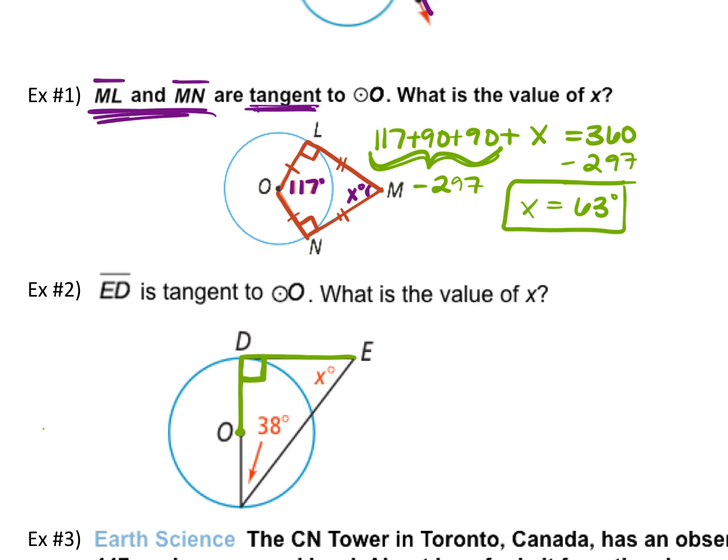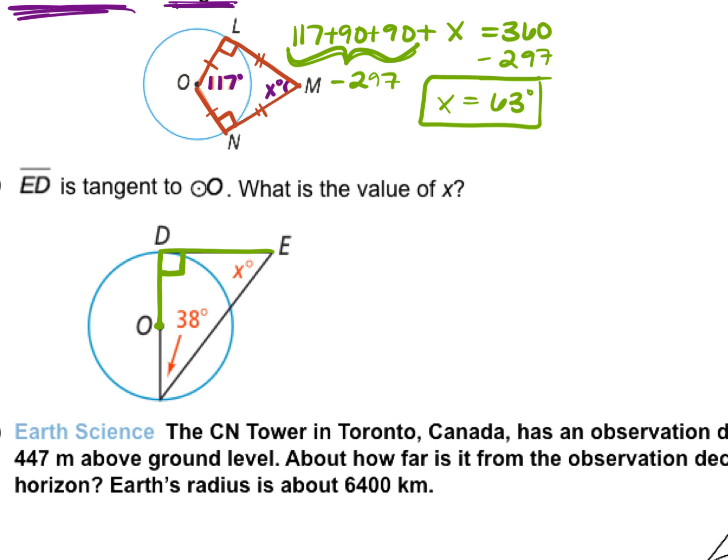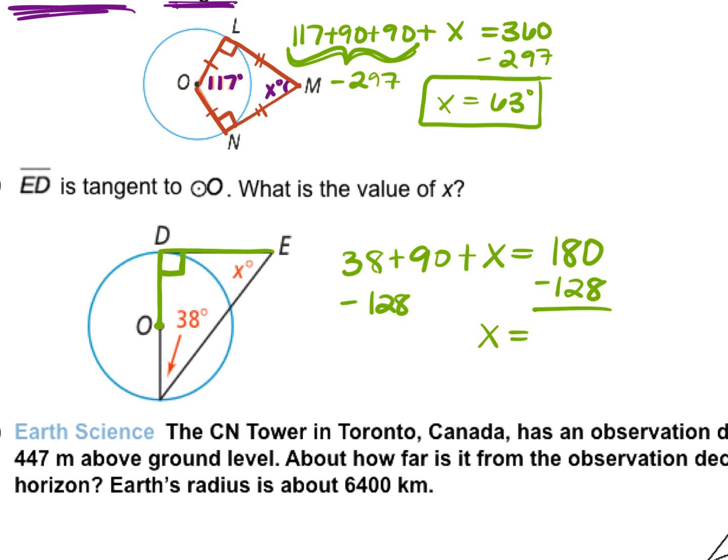What do you do with this one? 38 plus 90 plus x equals 180. 180 this time, right? This is a triangle instead of a quadrilateral. So 38 plus 90 plus x should now add up to 180 instead. So we're going to take away 128. And that means x is 52 degrees.